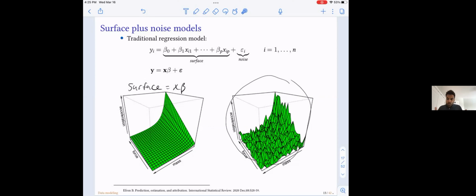Basically what he was trying to argue is that if Newton collected data, and he did collect data, he would have gotten something like this. He wouldn't have gotten this clean relationship. It would have taken lots of experiments to get to the point where he figured out this very famous law. But my point here is that this idea of going to the surface plus noise model and figuring out what the surface is, is another way of seeing what we're trying to do in these explanatory or regression based models.